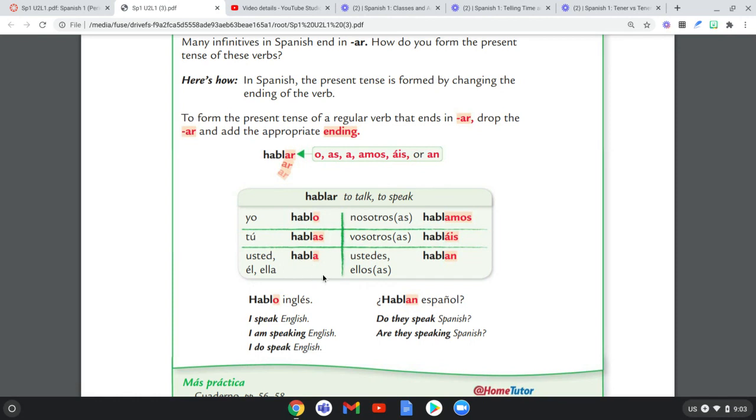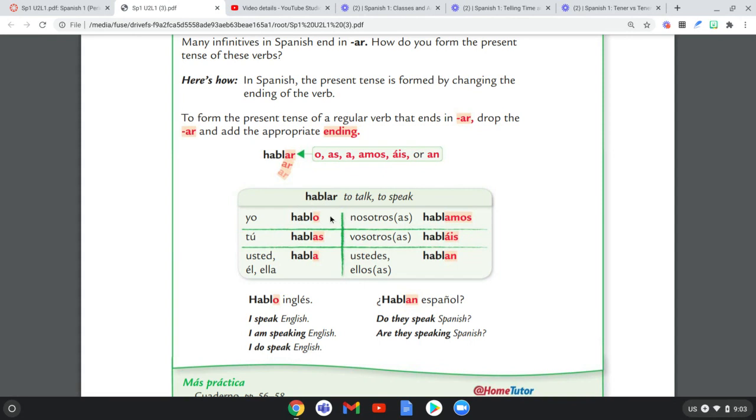This third box, if I'm talking about a guy, a girl, an adult, someone else, someone that's not me and not someone I'm talking to, just someone I'm talking about, like that girl or that boy, the new ending is an A. So the words become habla instead of hablar, right? There's an R at the end of hablar.